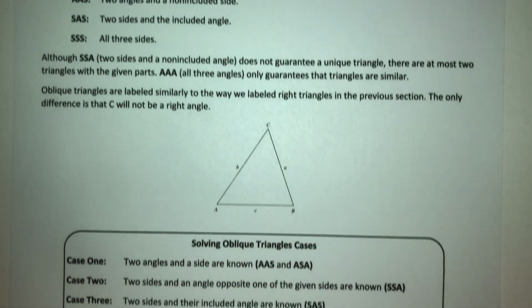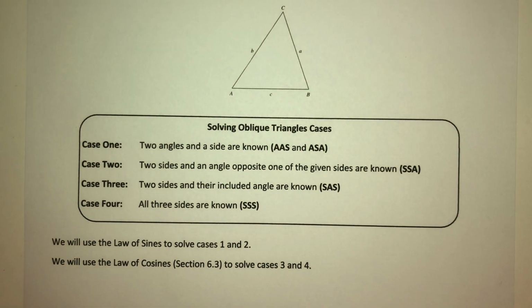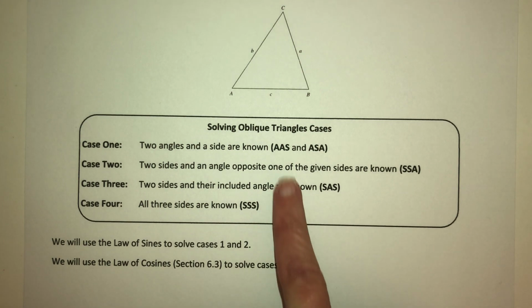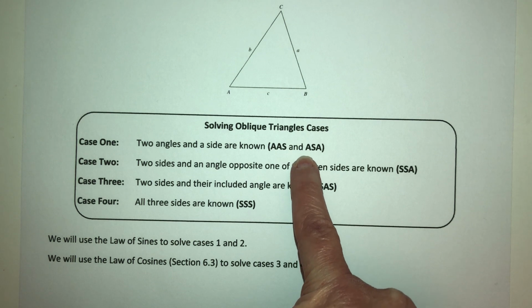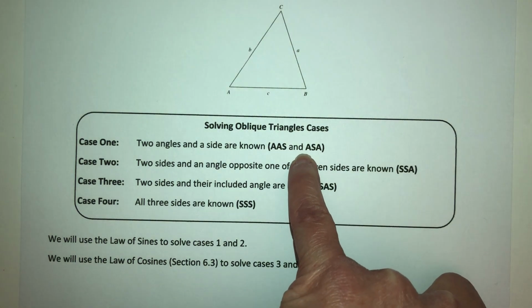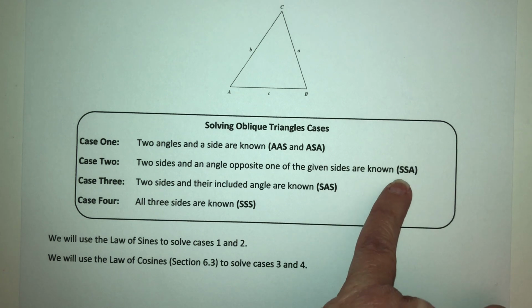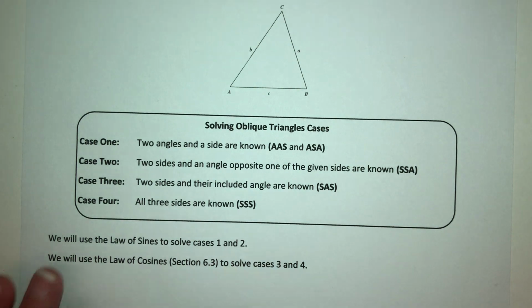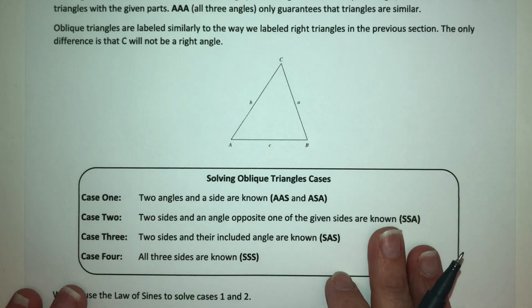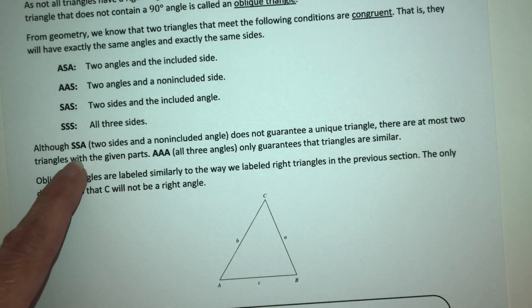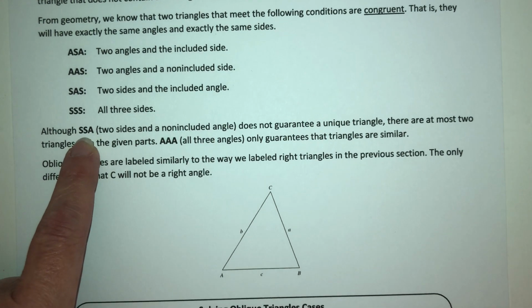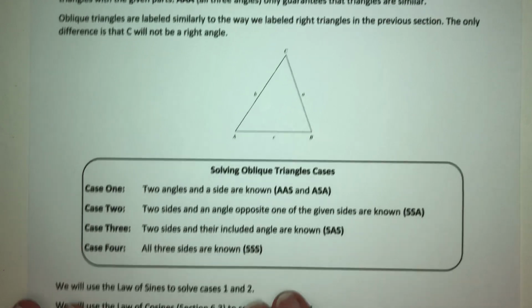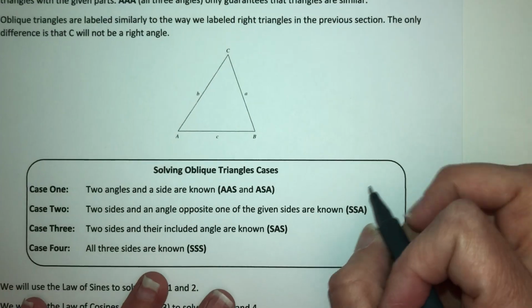Okay, so when it comes to solving oblique triangles, we have four cases. There's case one where we know two angles and a side, where we have either angle, angle, side, or angle, side, angle. Okay, so that's case one. Case two is where we have two sides and an angle opposite one of the given sides. Okay, SSA, that's what we're talking about here, where we don't have necessarily a unique triangle. Okay, case two, we're going to be coming back to this.